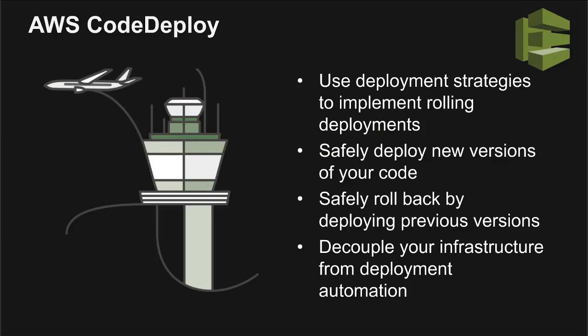CodeDeploy also allows you to use different deployment strategies to implement rolling deployments. CodeDeploy supports blue-green deploys. CodeDeploy also supports different speeds of deployment. So if you're deploying to a test environment, you've got 3 instances to deploy to, you can say, I want to deploy to all those instances at the same time. In a production environment where you want to be more conservative, you can do something like deploy to 1 instance at a time or half at a time. If you need to, you can also roll back to previous versions with CodeDeploy. And so this allows you to decouple your actual infrastructure from your deployment automation.